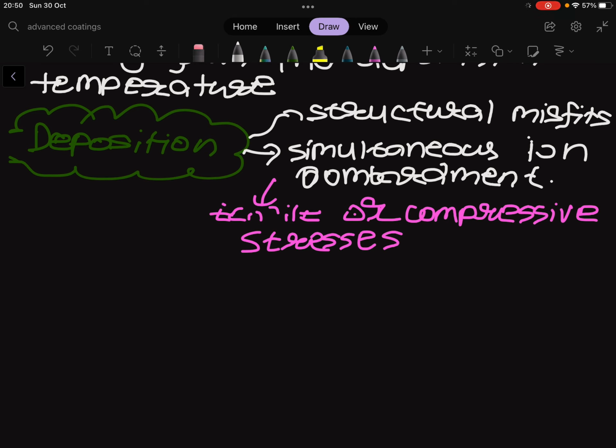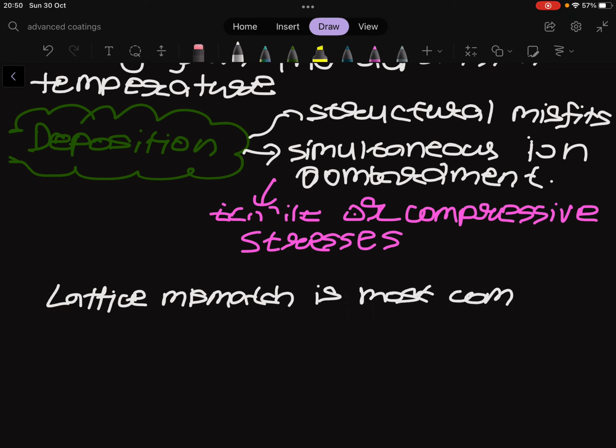So the most common one is lattice mismatch. Lattice mismatch is most common, mainly in epitaxial growth, but stresses are also given by the coalescence of crystallites during the island growth.